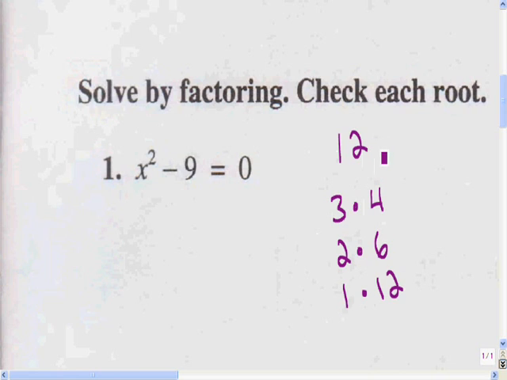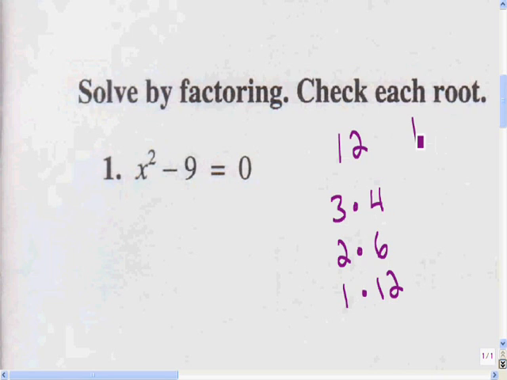So here the factors of 12 would be 3 and 4, 2 and 6, 1 and 12. Because when I multiply 3 times 4 together, I get 12. When I multiply 2 times 6 together, I get 12. And when I multiply 1 times 12 together, I get 12.